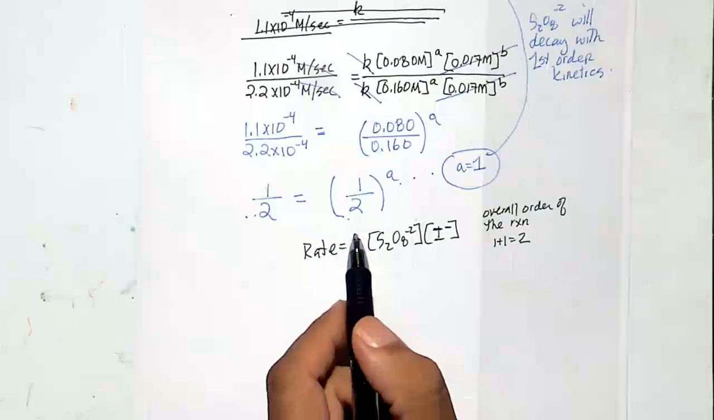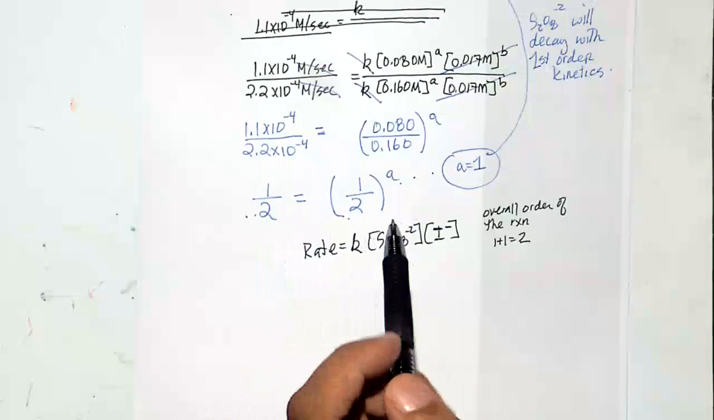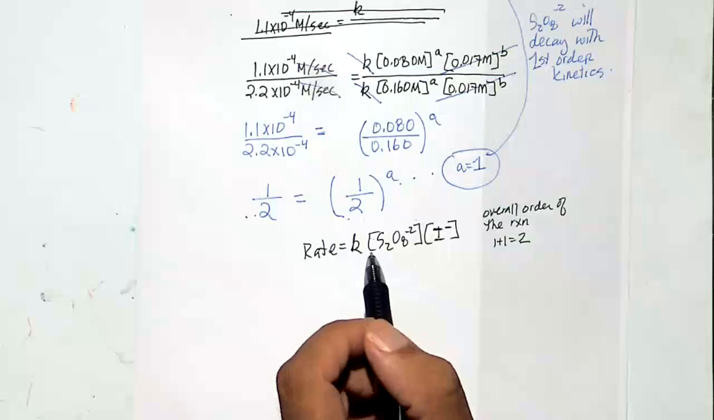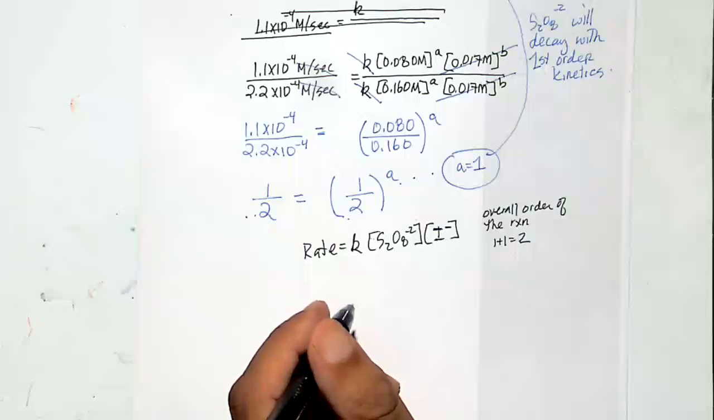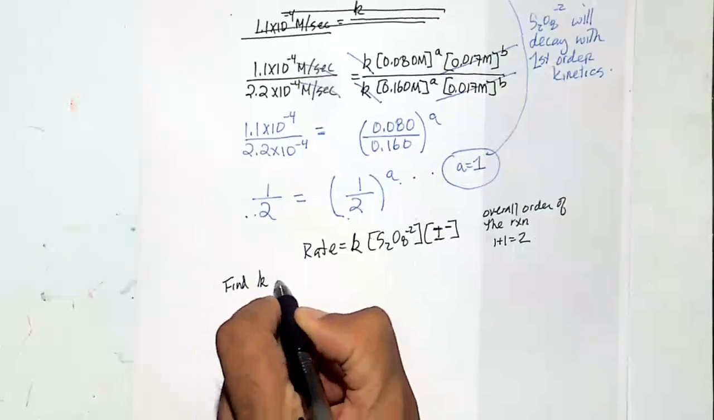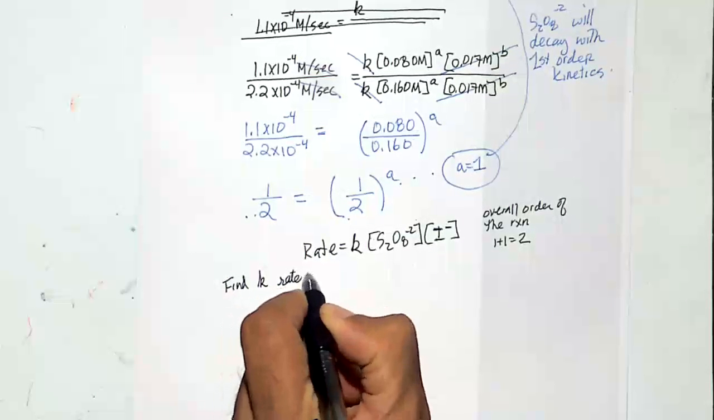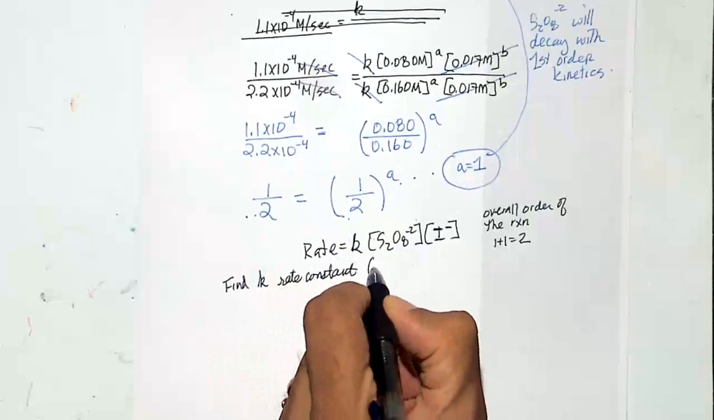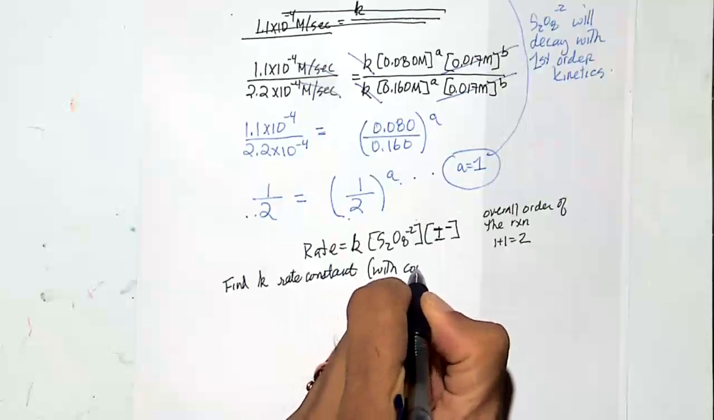Now we have to find k. A lot of students in the past 8, 9 years I've been at this school will just leave it like this and think it's done. Now we have to find k, which is the rate constant, with the right units.